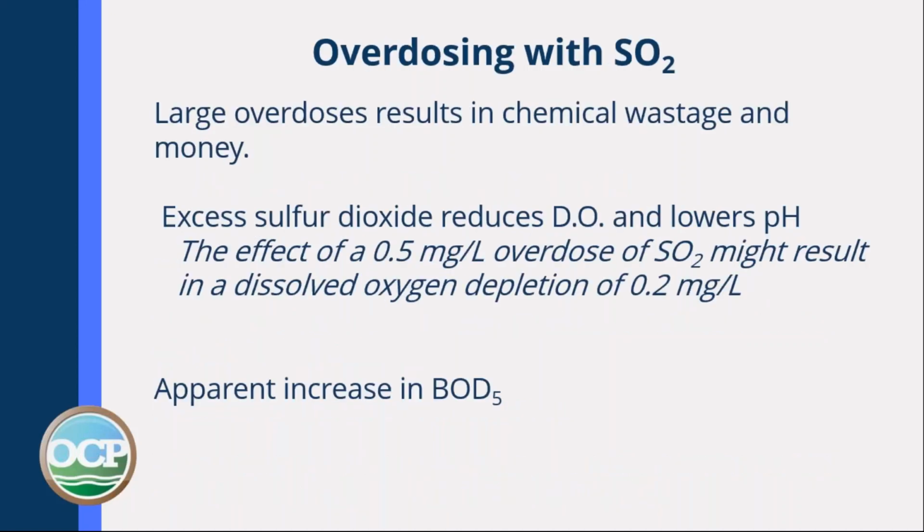If you overdose with SO2, large overdoses result in chemical wastage, and therefore you're wasting money. Excessive sulfur dioxide reduces DO in your water and lowers the pH. The effect of a 0.5 milligram per liter overdose might result in a dissolved oxygen depletion of 0.2 milligrams per liter. It can also cause an apparent increase in BOD.